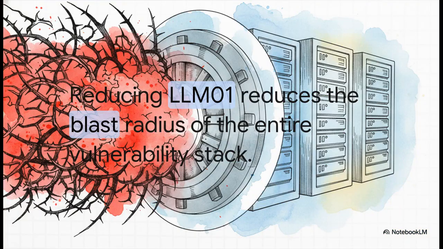The crucial takeaway here is that prompt injection is the foundational gateway. It's the vehicle for extracting system prompts, making unauthorized tool calls, pulling out training data, you name it. What this means is that if you can successfully lock down LLM-01, you drastically shrink the blast radius of your entire vulnerability stack. It's literally the root cause you have to prioritize.